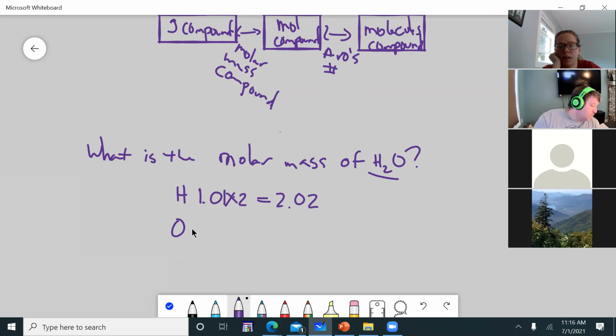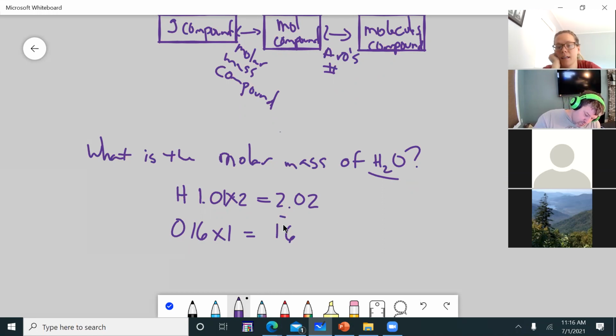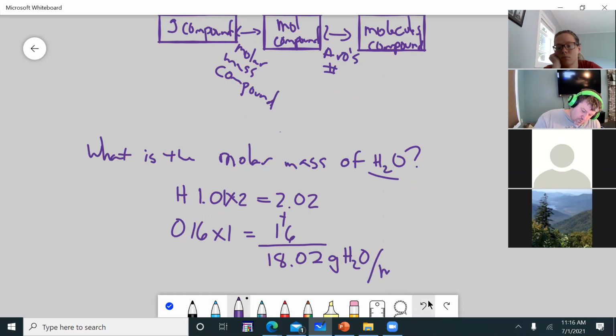Oxygen, I have 16 times 1 for an overall value of 16. And I'm just going to add those 2 together to give me 18.02. So 18.02 grams of H2O in every 1 mole of H2O. You just take whatever's there, multiply it by its subscript, and add them together.